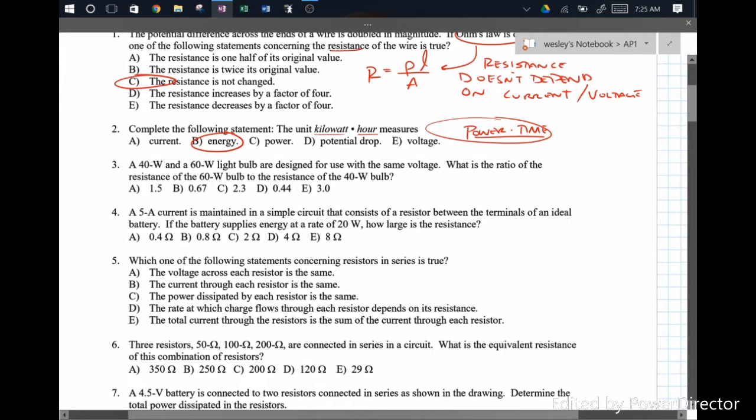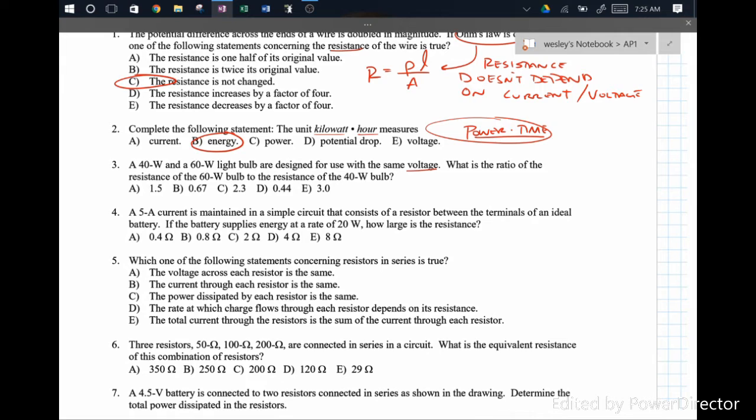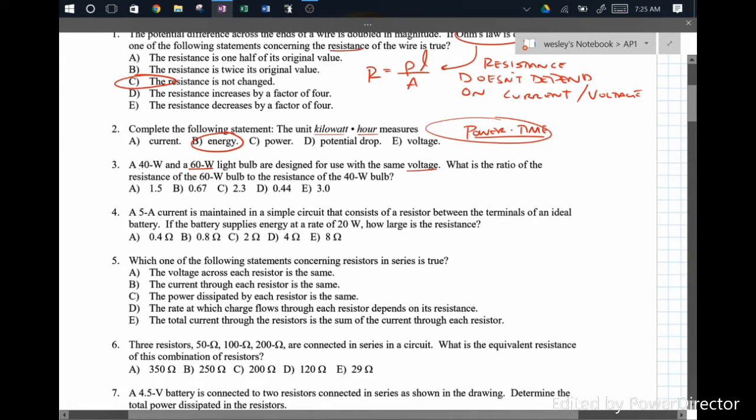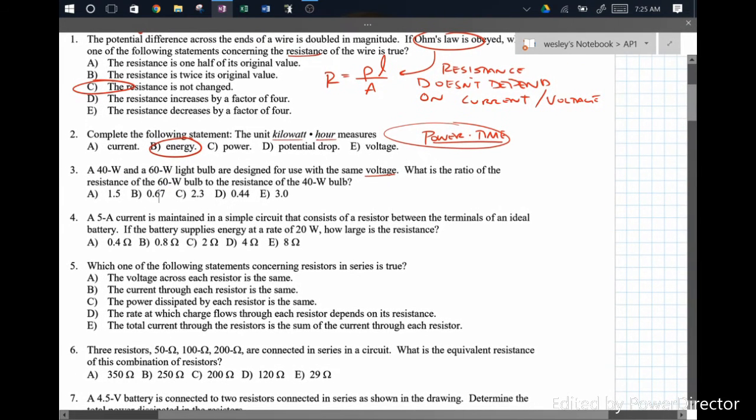All right, a 40-watt bulb and a 60-watt bulb are designed for use with the same voltage. What's the ratio of the resistance of the 60-watt to the resistance of the 40-watt? Well, from power, we're going to get resistance. Power is equal to current times voltage. That doesn't have resistance in it. I also know that current is equal to voltage over resistance, so I'm going to put that in there. That gives me power is equal to V squared over R.